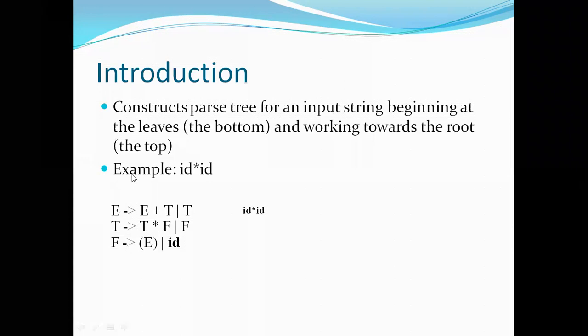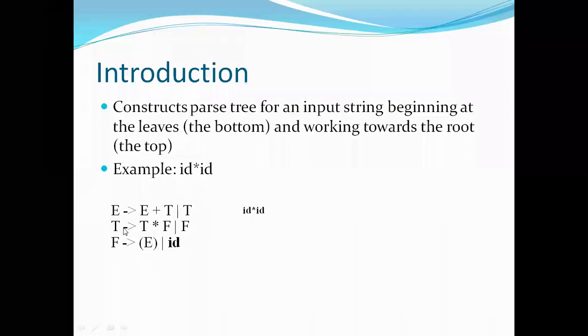Let us consider one example. This is the given input string: id star id. This is the grammar. E produces E plus T or T, T produces T star F or F, and F produces open brace E closed brace or id. So this is the given grammar.